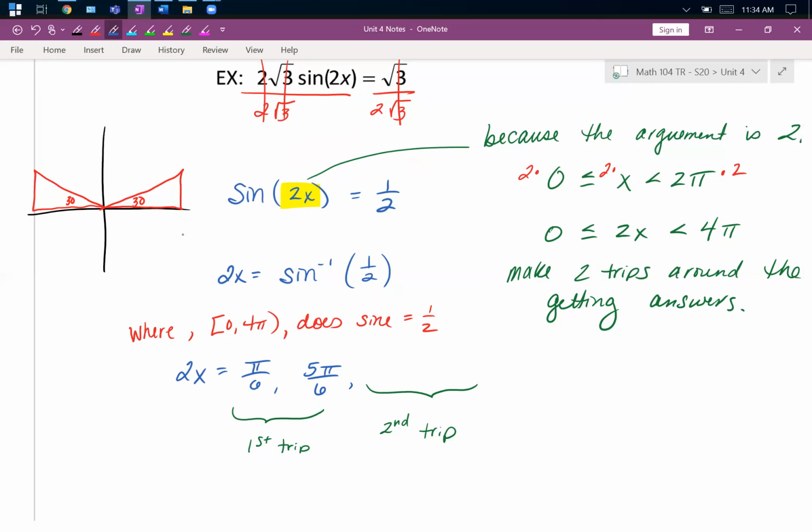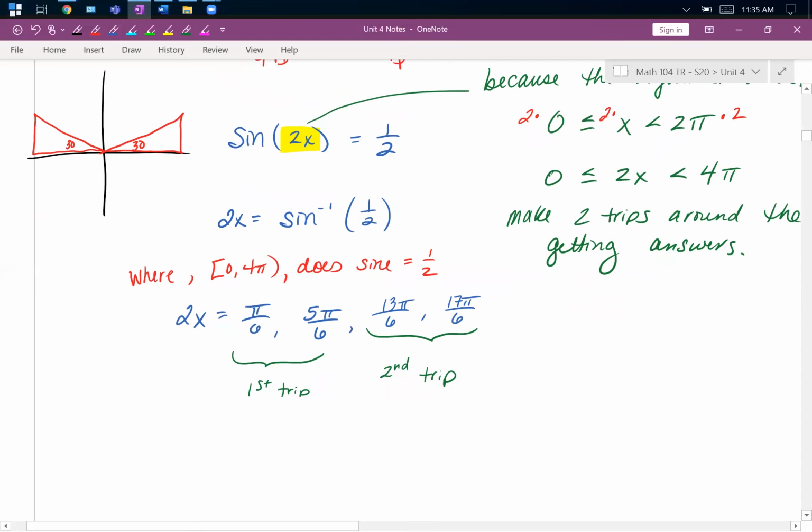So I'm going to take that 2 pi and change it into an equivalent fraction with a denominator of 6. That's just going to be the easiest way to add it in. So 2 pi is the same as 12 pi over 6. So 12 pi over 6 plus 1 pi over 6 is going to be 13 pi over 6. And then 12 pi over 6 plus 5 pi over 6 is going to be 17 pi over 6. Questions so far?